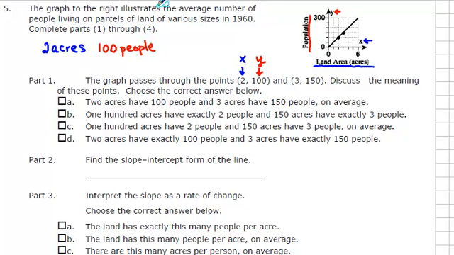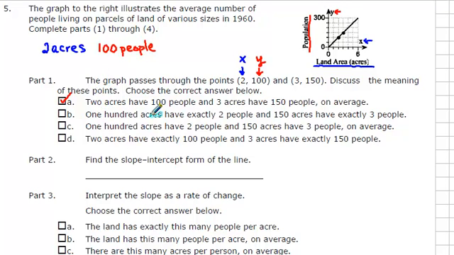When we read through the problem, it does say the graph to the right illustrates the average number of people living on parcels of land. So actually on 2 acres the average number of people is 100. So we want to choose the answer choice that conveys that meaning. When we read choice A, it says 2 acres have 100 people and 3 acres have 150 people on average. So that sounds exactly like what we were just saying, and so A is the correct answer.